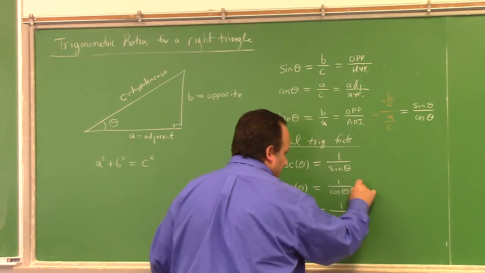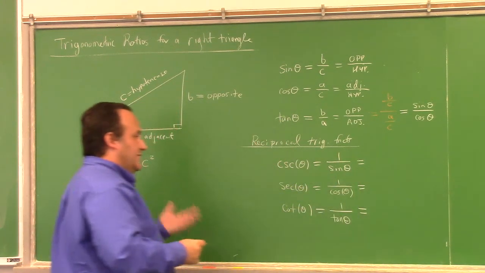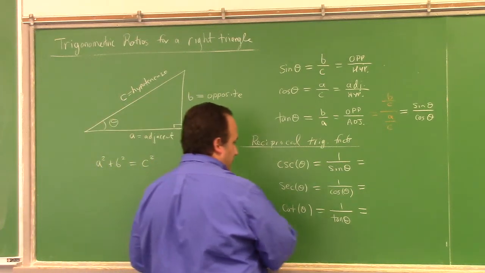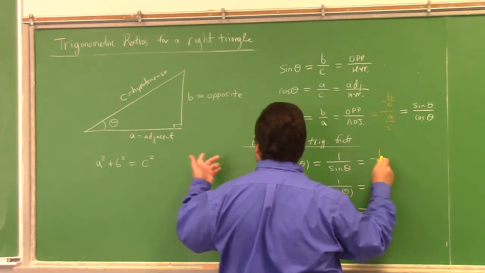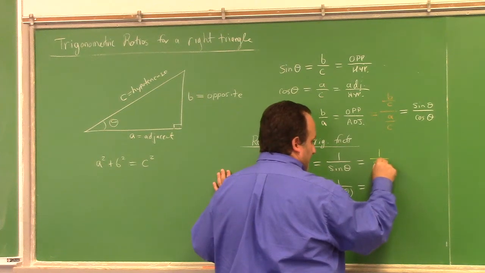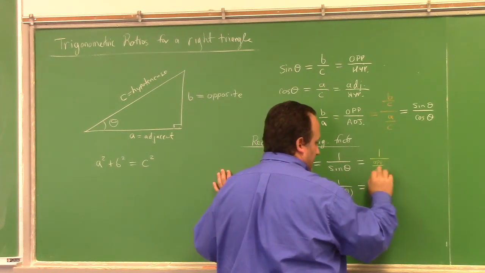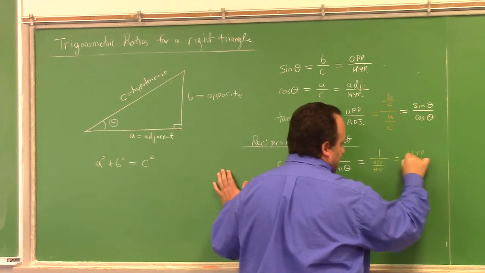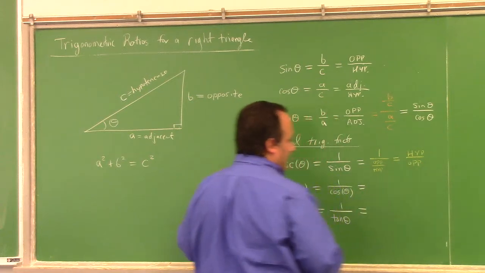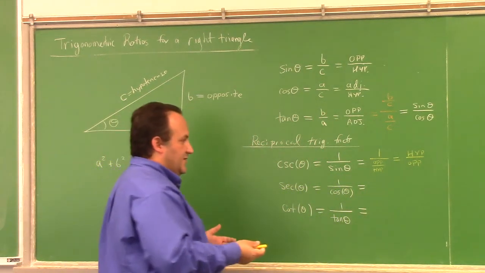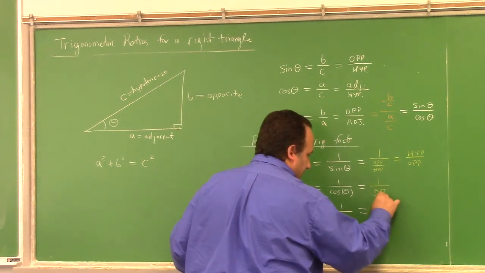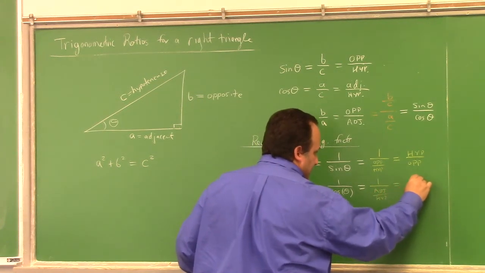Now, of course, all of these ratios we can express in terms of the side lengths of the triangle as well, right? Like it's 1 over what? The first one, the cosecant, it's 1 over the opposite over the hypotenuse, right? Which is the hypotenuse over the opposite side. And likewise, secant is 1 over the adjacent over the hypotenuse, which of course works out to the hypotenuse over the adjacent side.